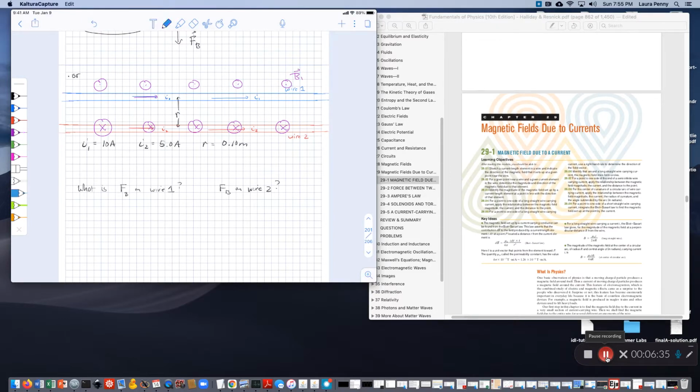I'm going to actually do my magnetic field from wire 2 in a different color. So for the magnetic field of wire 2, if I put my thumb in the direction of this current 2, then up here at wire 1, there's a magnetic field which is coming out. And then down below, it has a magnetic field which is going in.